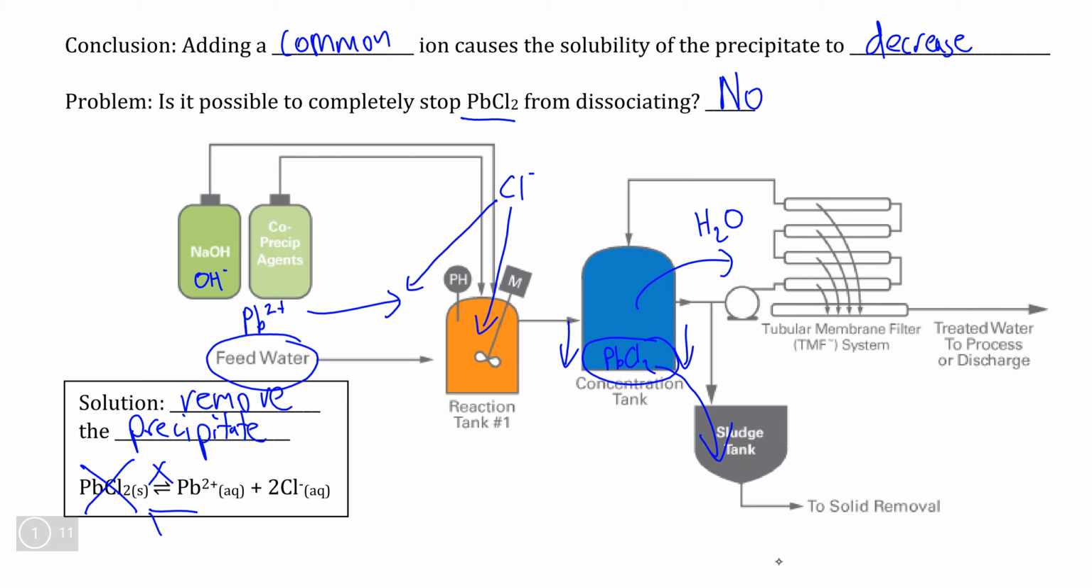And if we actually remove this, where it was would be transferred to a sludge tank where all of the waste would be removed, then we have taken the precipitate out of the solution and therefore prevent any extra from dissolving, and therefore make it a lot easier to end up with pure untainted water.